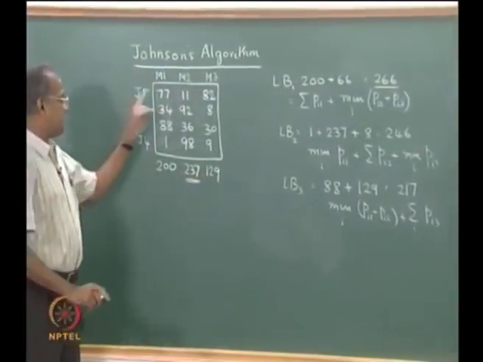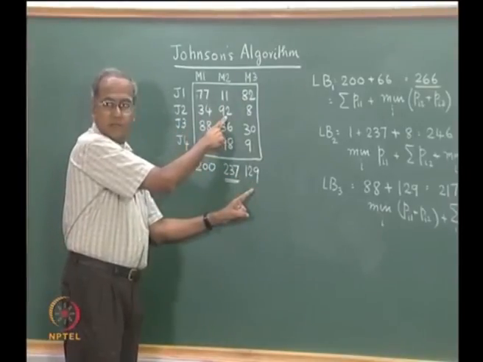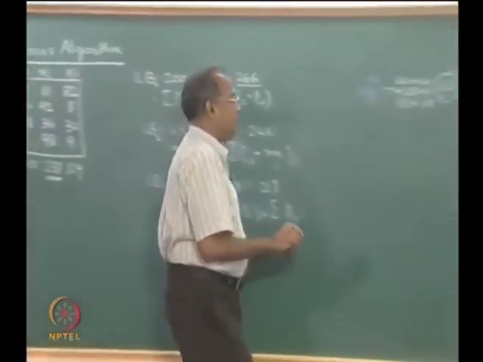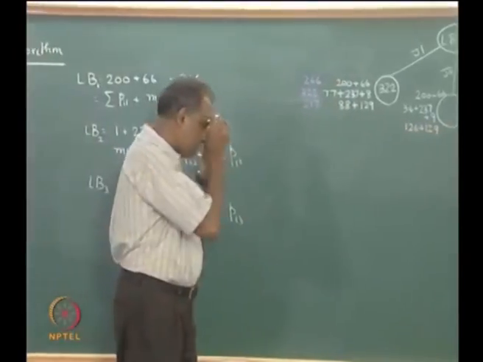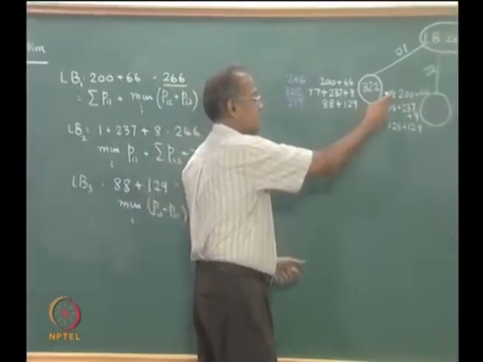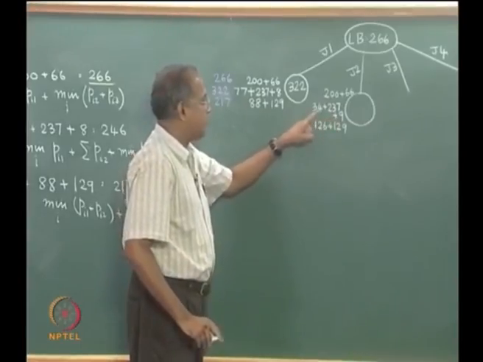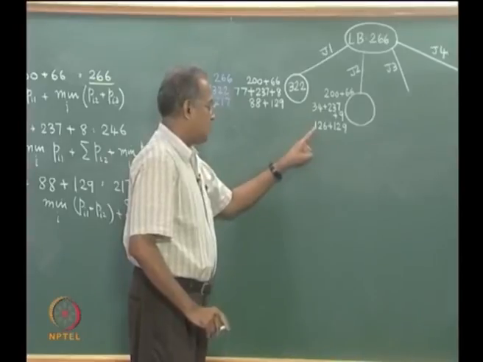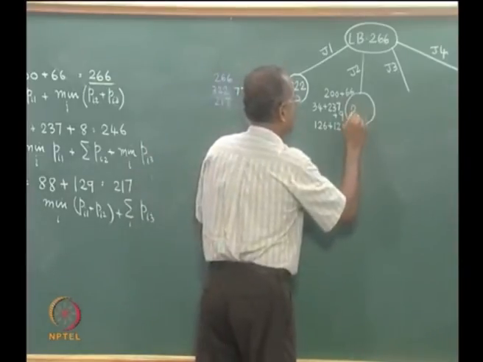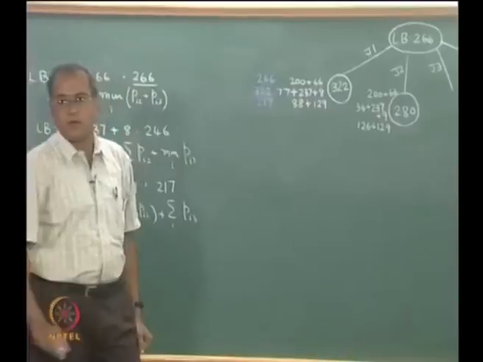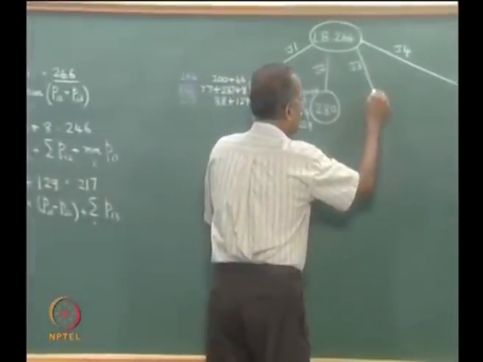Now, if J2 happens to be the first job, the earliest M3 can begin is the sum of 34 plus 92, which is 126, plus another 129. So, 126 plus 129. So, this is 266, this is 237 plus 9 is 246, 250, 280, this is 126 plus 129 is 255. So, the maximum of the 3 is 280, and therefore, 280 is the lower bound when J2 is fixed as the first job. So, let us now do that if J3 is fixed as the first job.